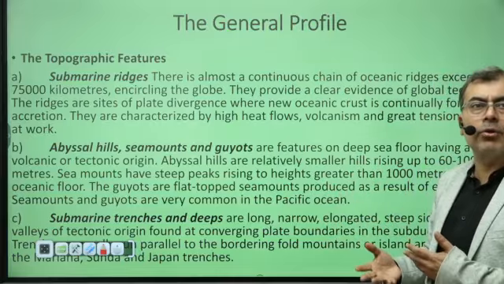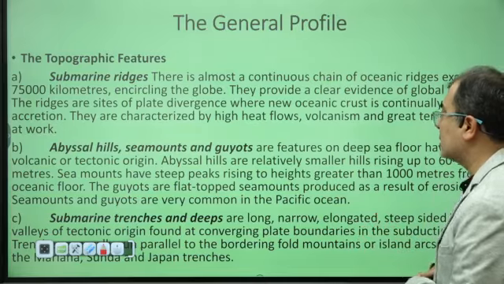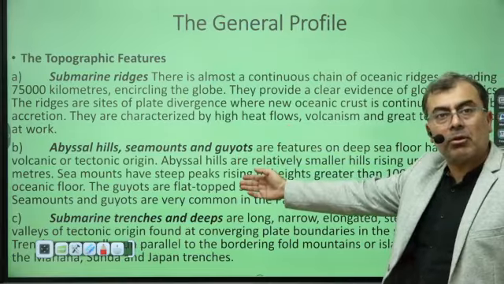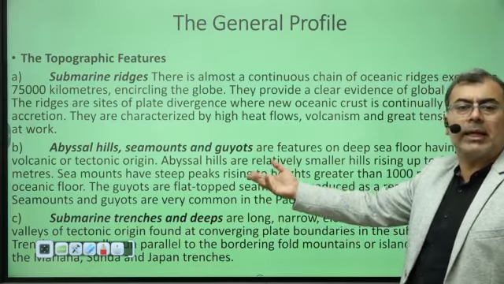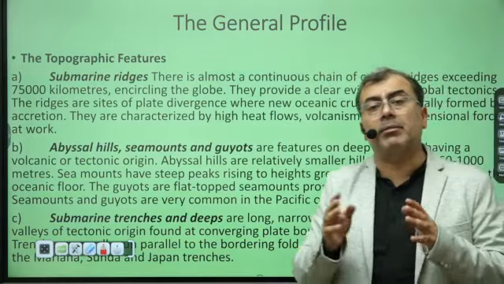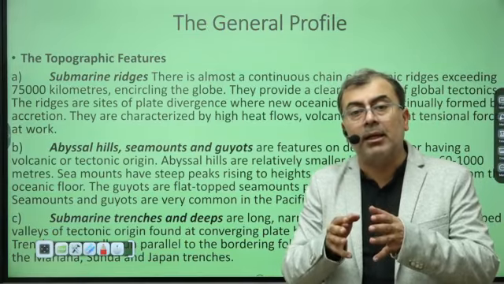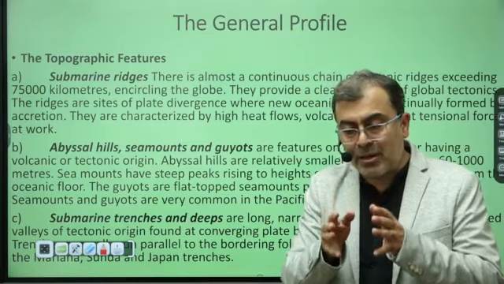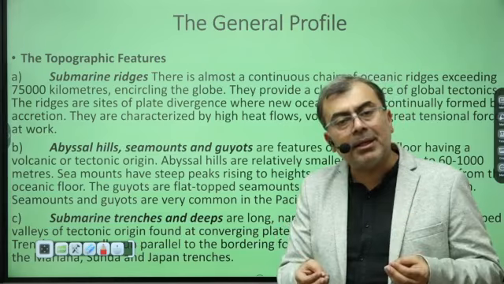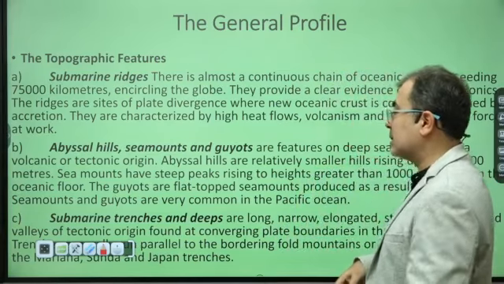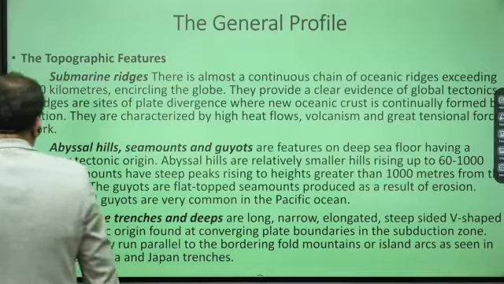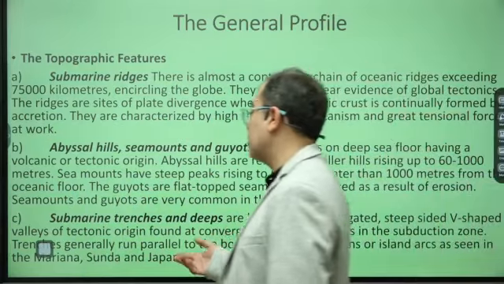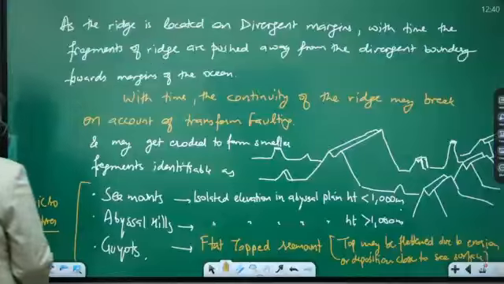I have told you about things in my own way. Abyssal hills, seamounts, guyots: these are small features on the deep floor having volcanic or tectonic origin. Isolated volcanoes can also create an abyssal hill. It does not have to be, as Sachin sir told, a leftover part of the mid-oceanic ridge. Not necessary. There can be an isolated volcano that created a localized height. If the height is less than 1000 meters, it will be an abyssal hill. If it is more, it will be a seamount. So only height is the criterion.